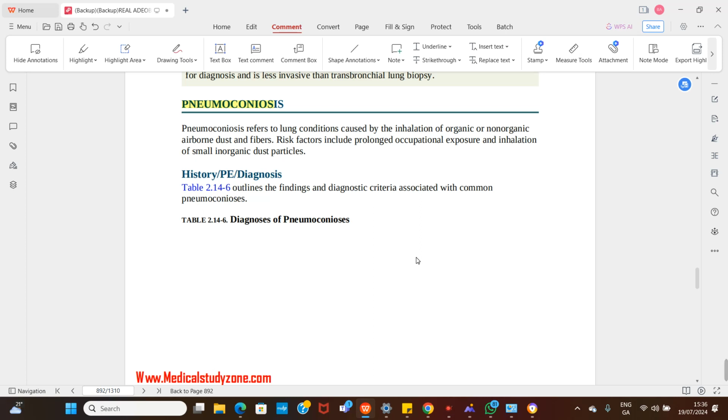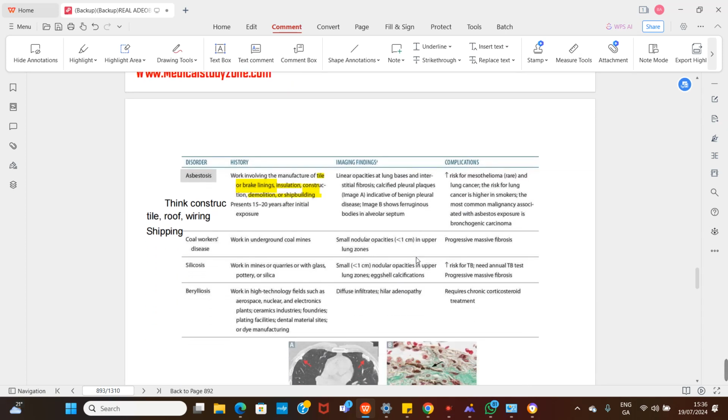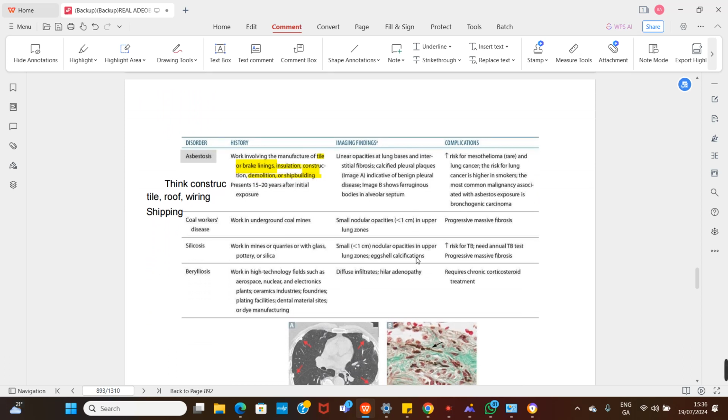So, pneumoconiosis, inhalation of the organic or the non-organic airborne dust and the fibers. It could be occupational, it could not be occupational, but most of the time it is occupational. So, we have the first one, which is asbestosis. So we have to be familiar with all these things. We have to look at them all. Because I remember in my own exam, I saw a mechanic asbestosis. Who could have thought of that? Brake parts, mechanic asbestosis.